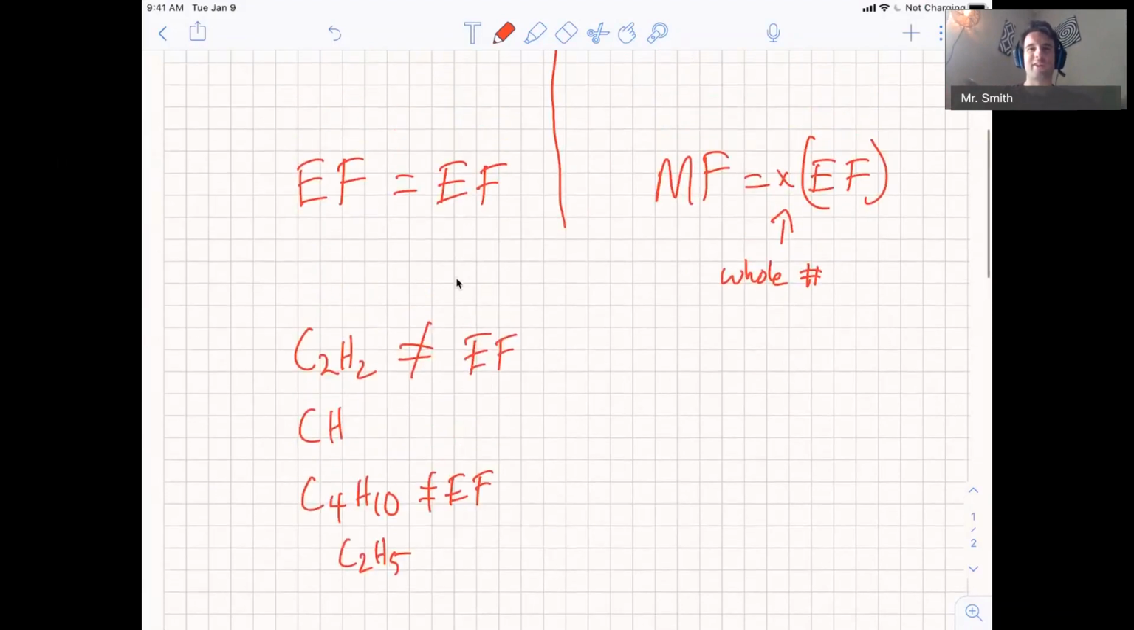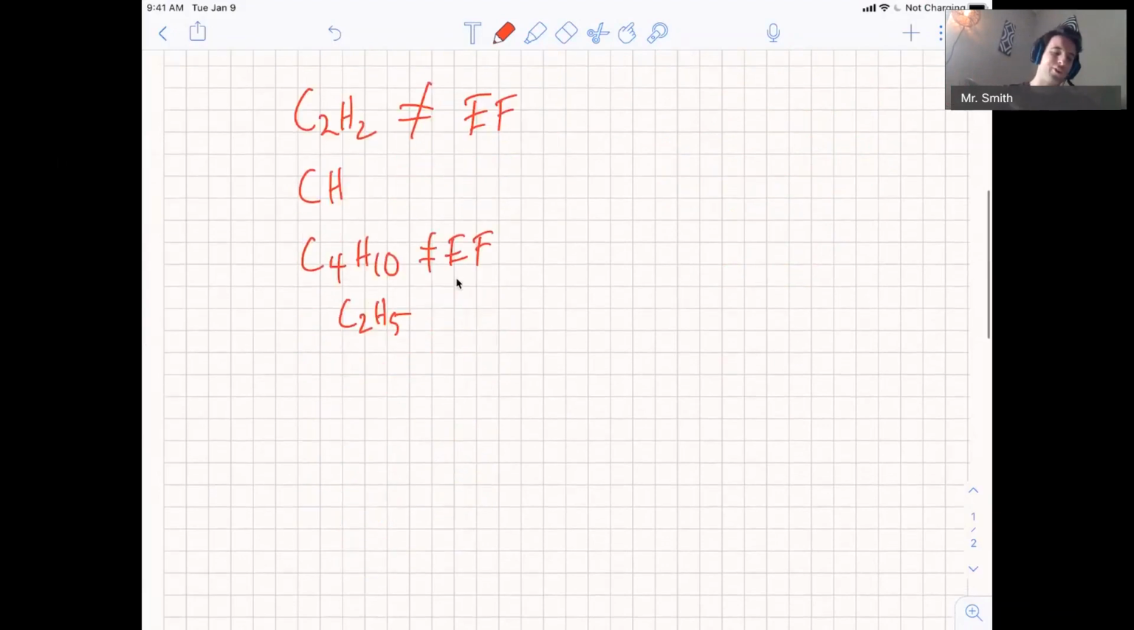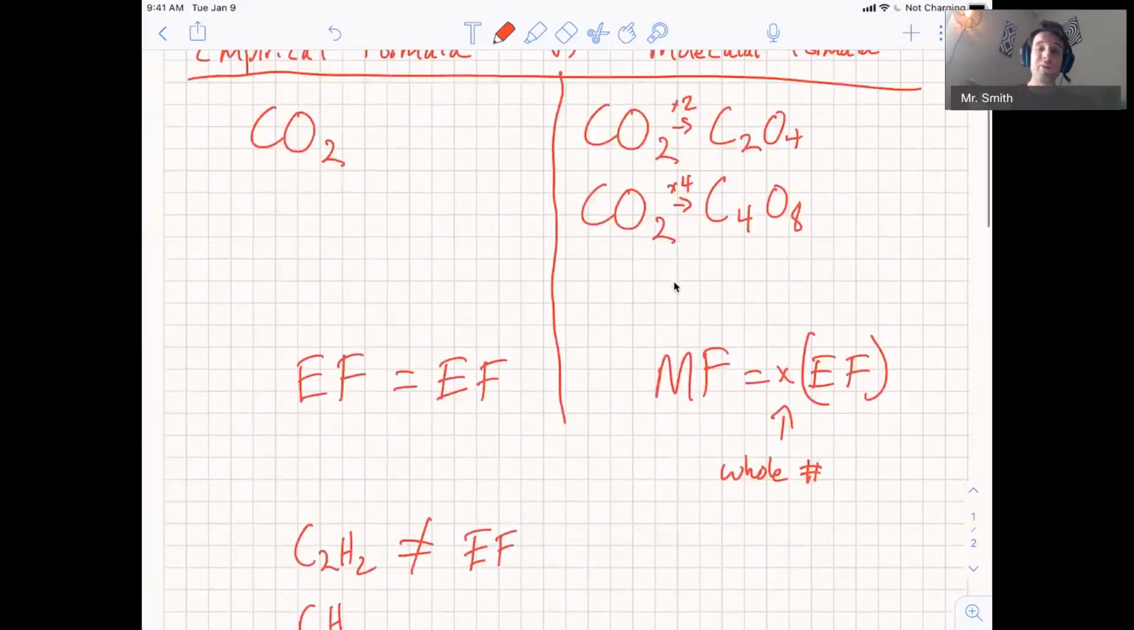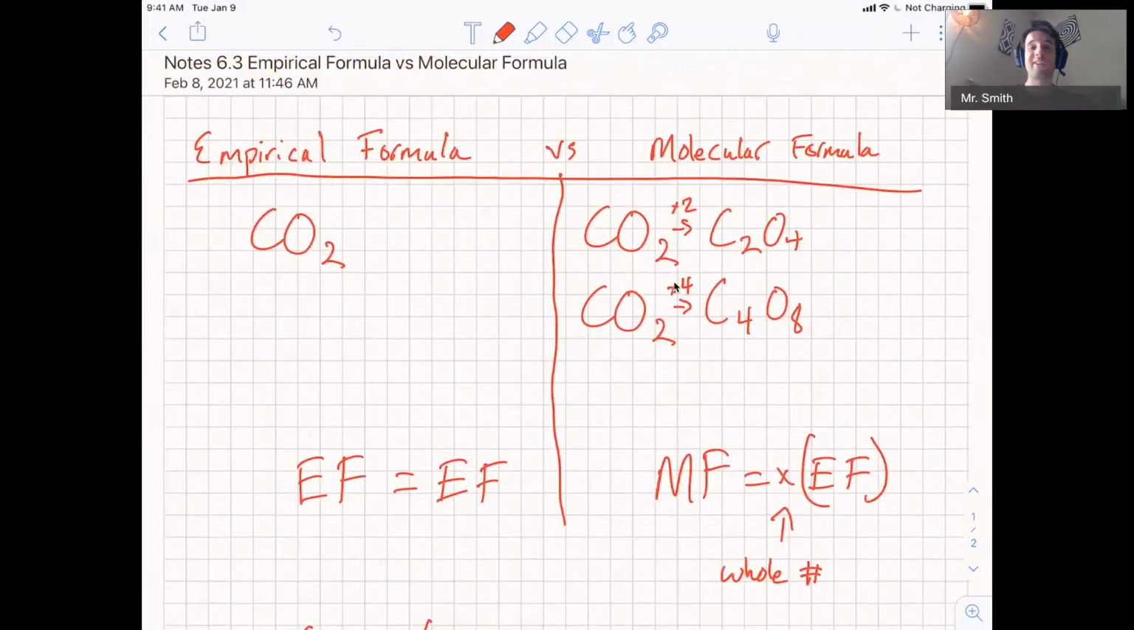I guess, though, that's not always true. For example, you could have C3H9. The bottom line is, think of it like a fraction. There should always be a way to simplify it so that you couldn't make it any smaller. For example, there's no common denominator other than 1. So yeah, that's empirical formula versus molecular formula in a nutshell.